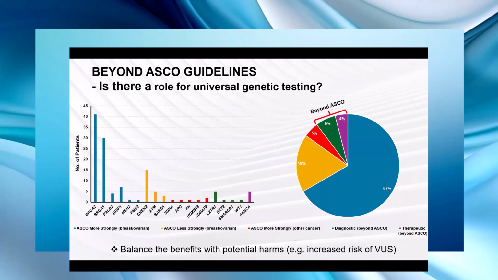So the next step we plan to do is investigate the VUS, variant of uncertain significance, burden in this patient cohort to start understanding the potential harms associated with broader gene testing.